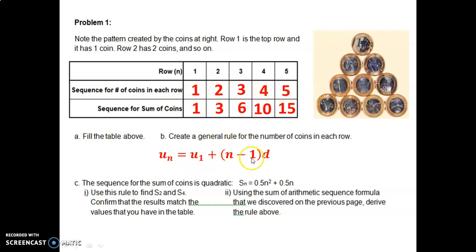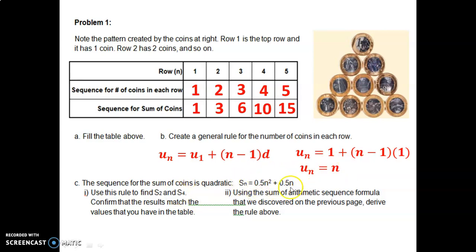And here's our rule for arithmetic sequence. Put in your U1 value 1, put in your D value, which is 1 also, and then multiply everything out, and you get this. It simplifies to that. And that makes sense because every term in this sequence is equal to the term number, right? Term number 1 is 1, term number 2 is 2, term number 3 is 3, and that's what this says. Every term is equal to the term number. So that was easy. Now let's look at C.